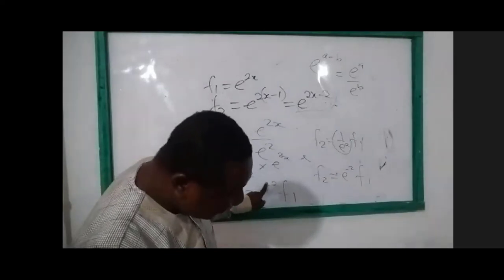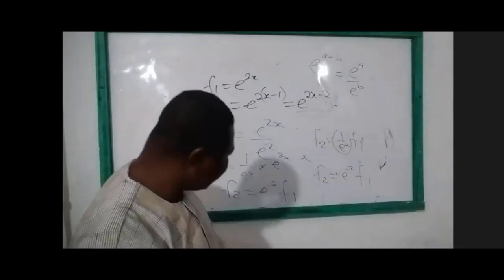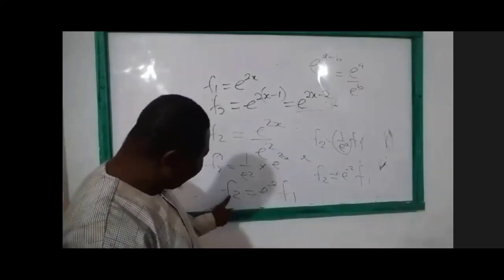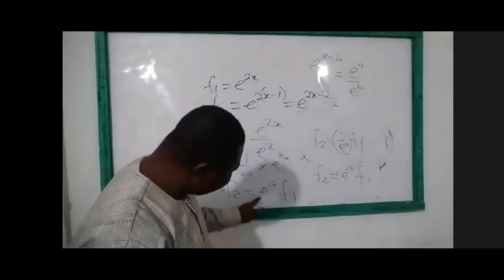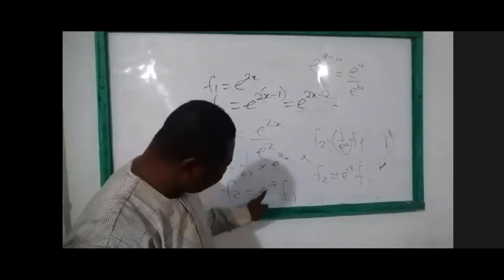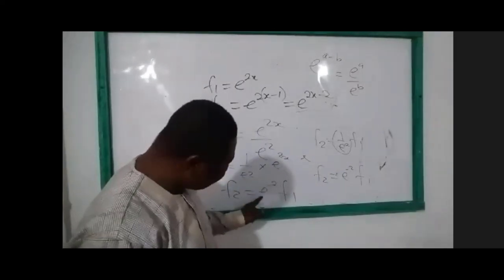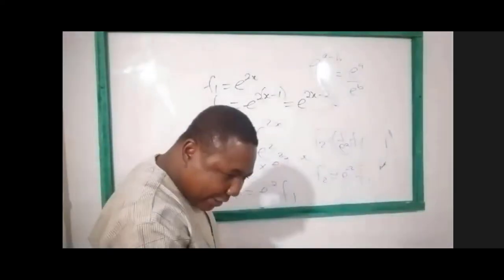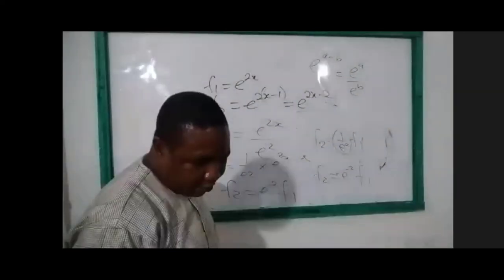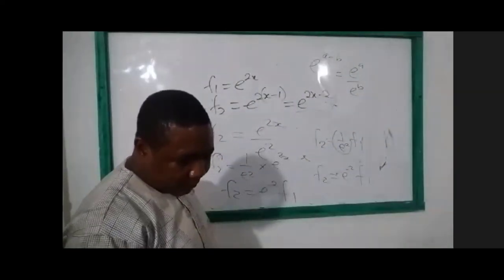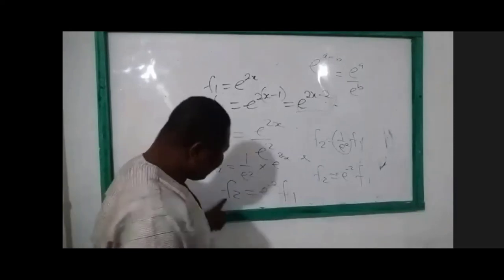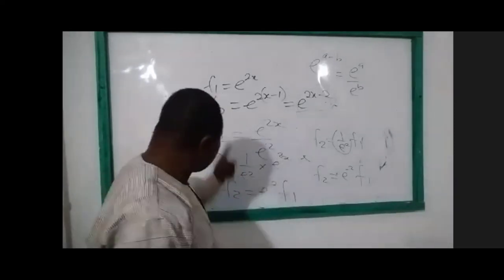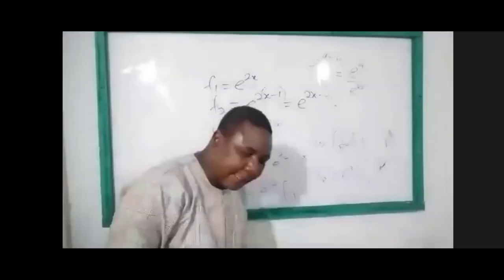Clear. Good. Multiply by what? Yes, sir, f1. Multiply by f1. So it means that f2 is equal to this scalar, which is e raised to power negative 2, is a number. This e raised to power negative 2 is a number. If you use your calculator and you press e raised to power negative 2, it will give you a value. Yes, sir. We understand. Very good. So once you are able to do this, then you conclude that these two functions, f1 and f2, are linearly dependent.